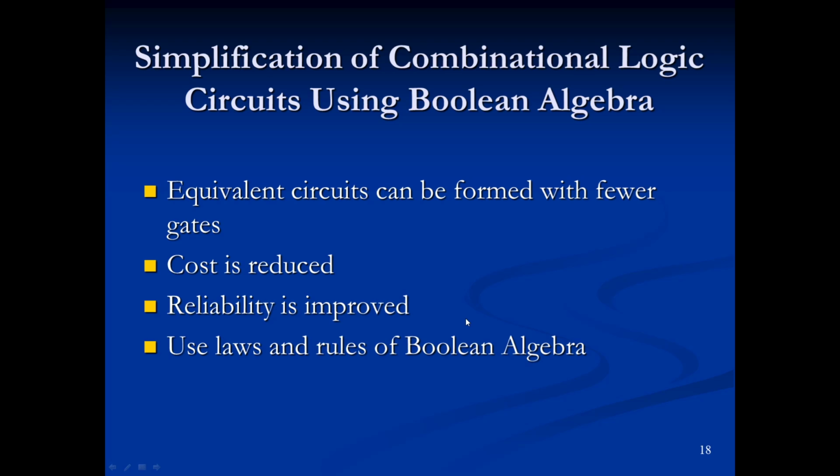So, now getting to actually simplifying these logic circuits. The reason we do this is because we want to get equivalent circuits that can be formed with fewer gates. Doing it with fewer gates means the cost is reduced. It also means that the reliability is improved because we're using fewer gates, fewer parts to worry about. It's less complicated of a circuit. And we can do all of this using those laws and rules of Boolean algebra that we just went over.